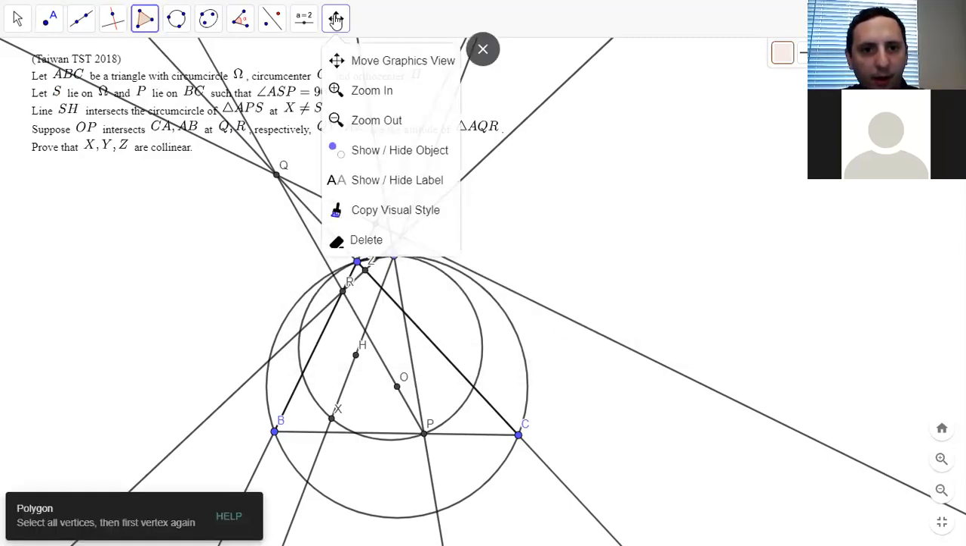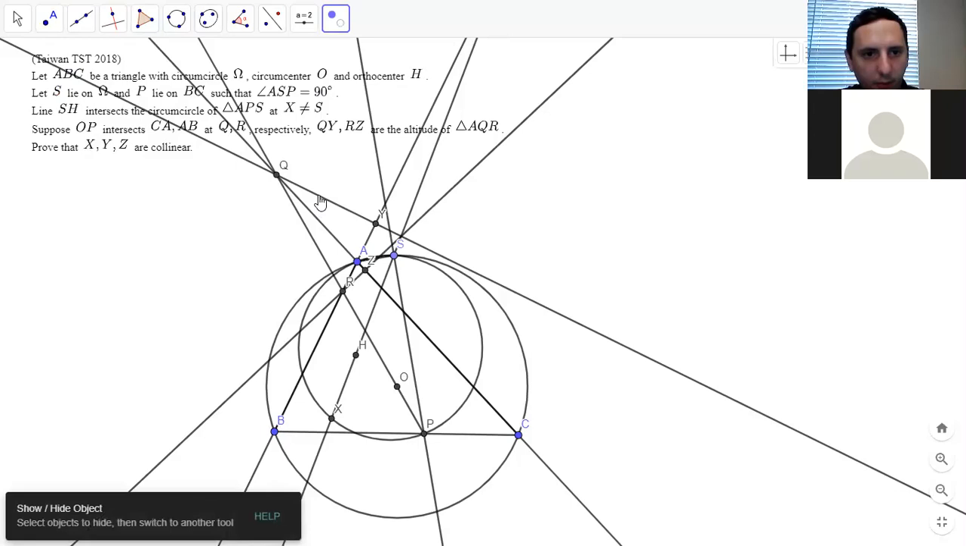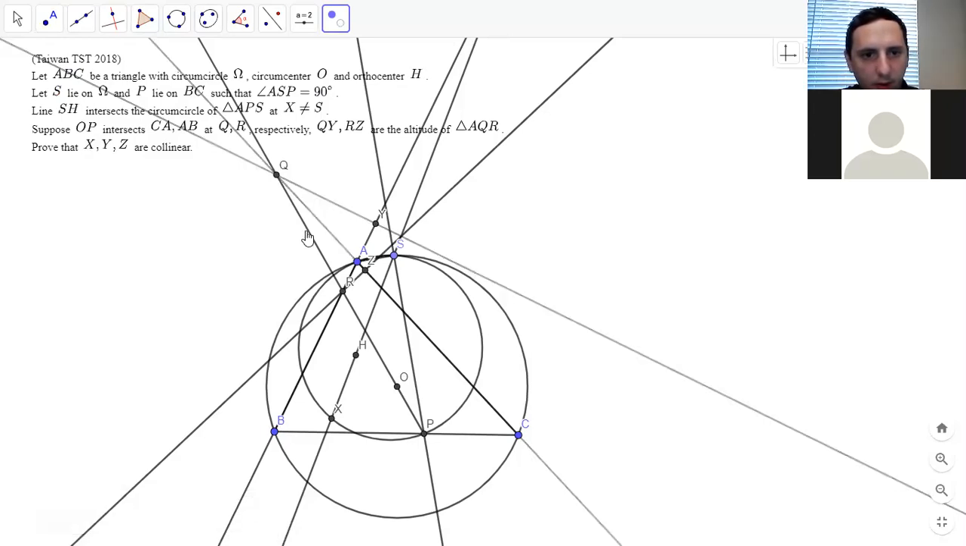All right, so time to hide a bunch of stuff and then redraw it. There's a decent number of points in this question. Why did I draw this one? I forgot. ASP is 90 degrees. That's why you wrote it. Okay.